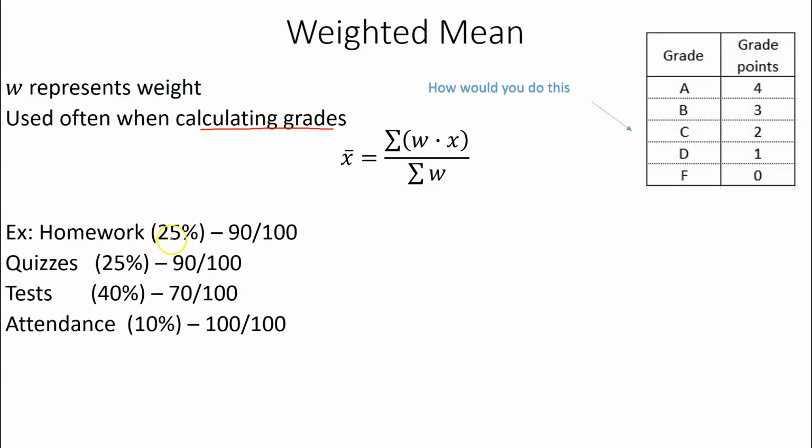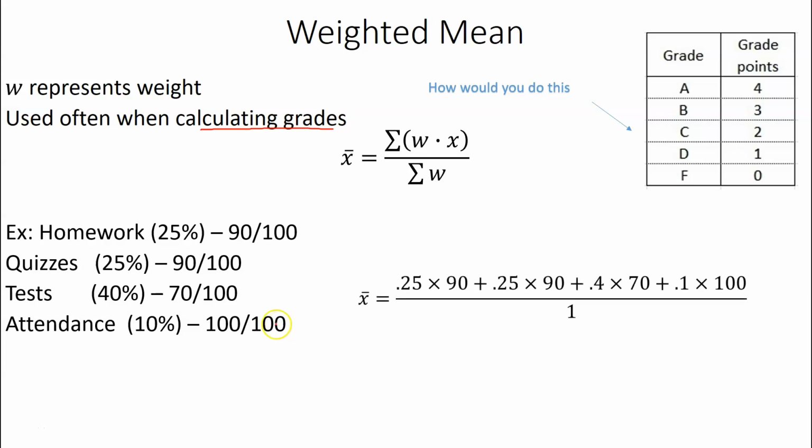So I've got homework, let's say it's weighted at 25%. This is not your class, this is just some numbers, just throwing this out. Homework's weighted at 25%, and let's say they've got 90 out of 100 points on their homework. Quizzes are 25% of the grade, and they've also got 90 out of 100. Tests are 40% of the grade, but they've only got 70 out of 100. And attendance is 10% of the grade. They've been there every day, so they've got 100 out of 100, of course, which is 100%.